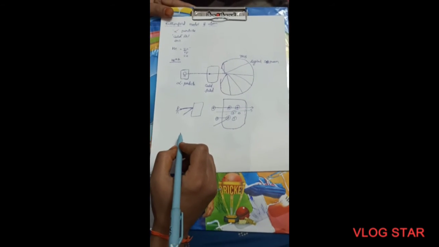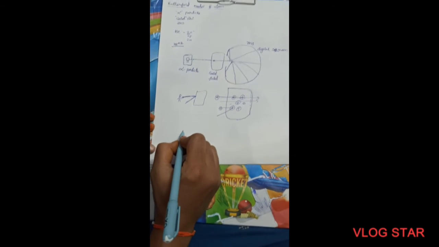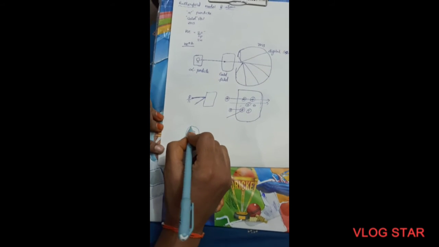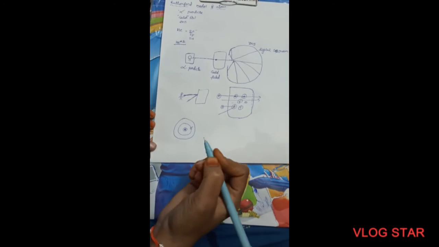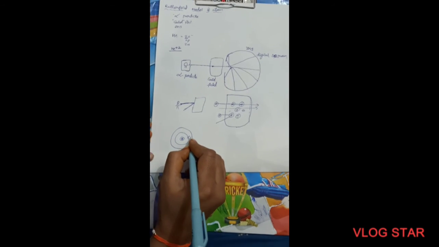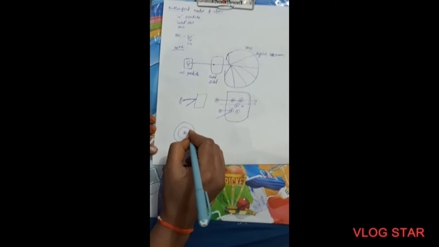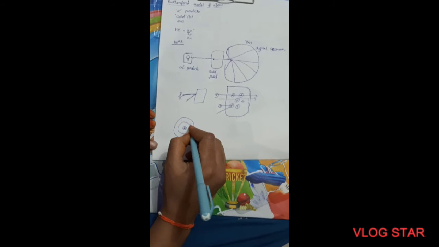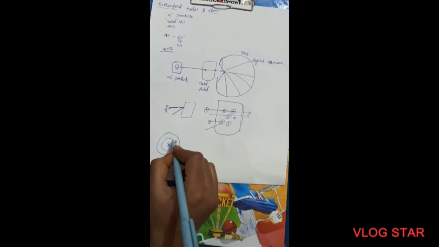Another drawback of this model is that an electron revolves around the nucleus. This is the nucleus. Electrons revolve around the nucleus. When revolving around the nucleus, they get some acceleration. Because of this acceleration, energy is released from these electrons. When the energy is released from the electrons, what happens?